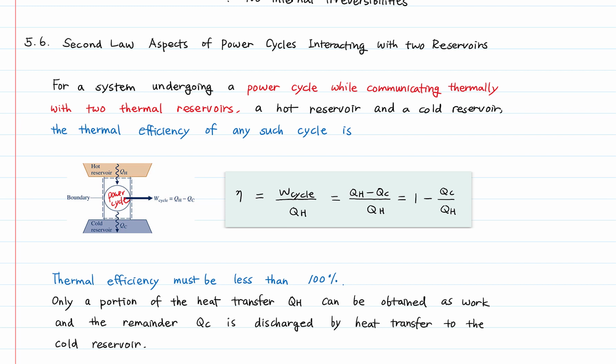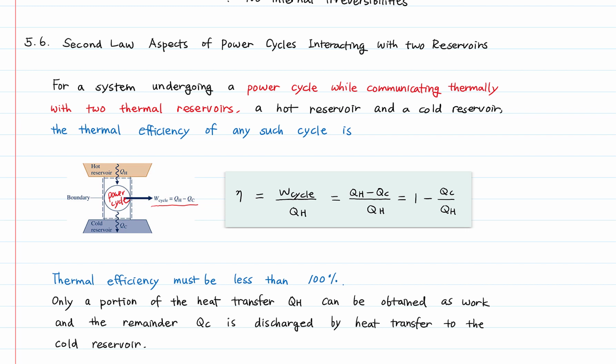QH is the heat transfer between the cyclic system and the high temperature reservoir, or simply the heat input to the cyclic system. QC is the heat transfer between the cyclic system and the low temperature reservoir, or simply the heat output from the cyclic system. The work produced by the system is QH minus QC.